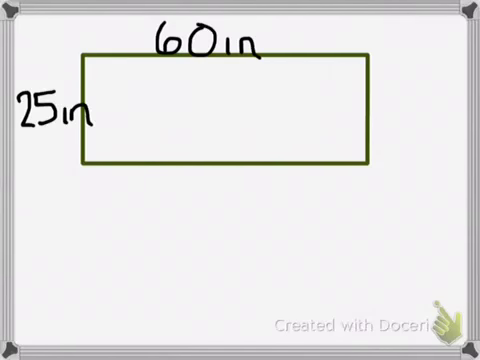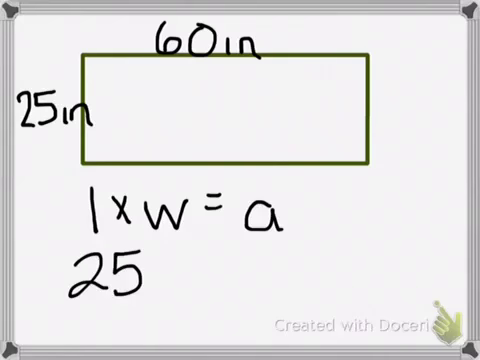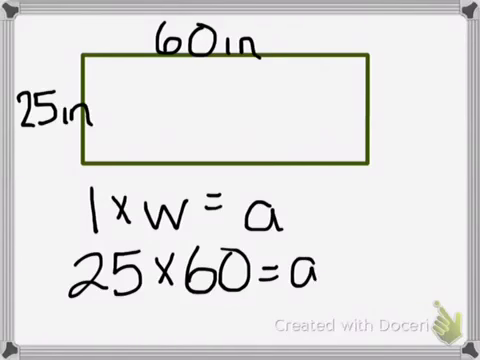I'm sure you're not going to want to divide this rectangle into that many pieces in any way, shape, or form. So what you do is you simply take the length times the width, and it'll give you your area. So we're going to do 25 times 60. Actually, it should be 60 times 25, and that'll give us our area.